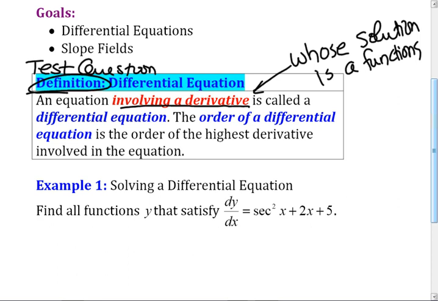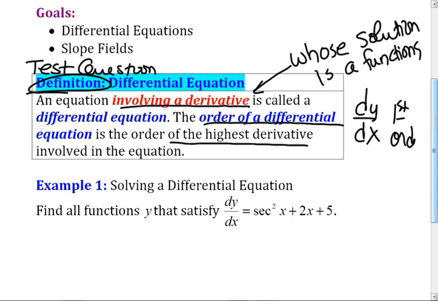Now, the order of a differential equation is the order of the highest derivative. So if it's dy dx, that is a first order, and that's all you'll have to know. You will not be doing a second order. And we don't say differential equations. We call it diff-EQ.